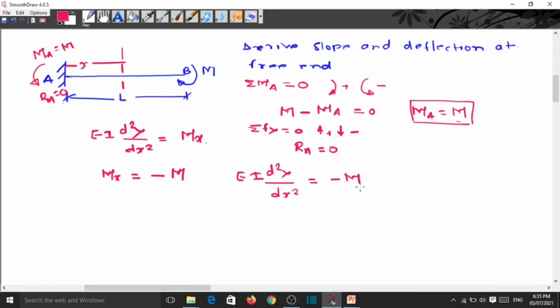But here we are not multiplying by distance in the case of the moment, but in the case of Macaulay's method we have to multiply it by distance raised to power 0, so that the equation will not change. So EI d2y by dx square is equal to minus M. Since x to power 0 is 1, it is automatically minus M. So now integrate both sides.